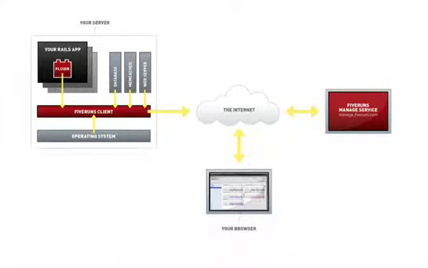FiveRuns Manage is delivered as a service, so you can get quickly started. After signing up, you just install the Manage client on the server you want to monitor, add a Rails plugin to your application, and then you're ready to monitor the performance and availability of your full application stack. The client reports back to the managed service every 5 minutes. All your application metrics are now centrally available through a web browser.